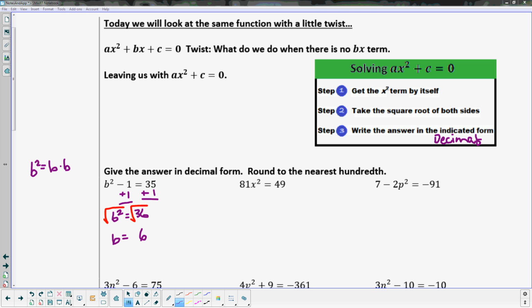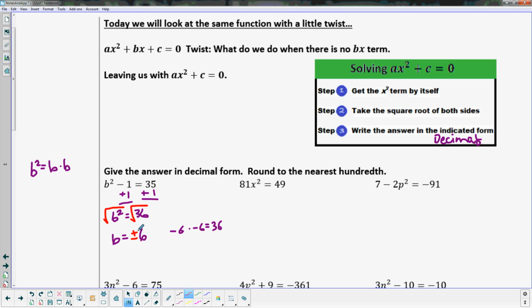I know 6 works. But because of our rules of multiplication and negative signs, if I were to take -6, wow, that was awesome. If I was to take -6, I would also get 36. And a positive 36, because negative times a negative is a positive. So that's another answer. And the way that we denote that in math is we say plus or minus. A positive or a negative would work in this case.